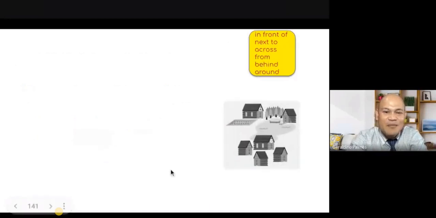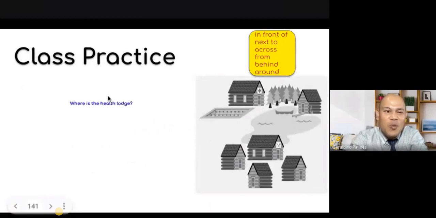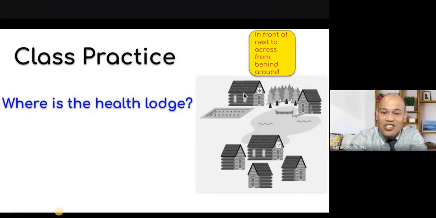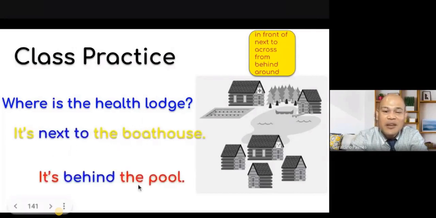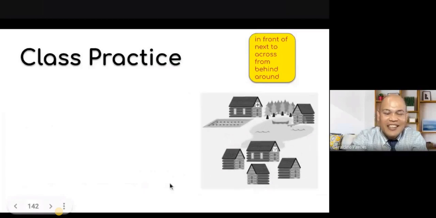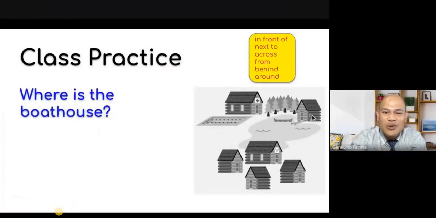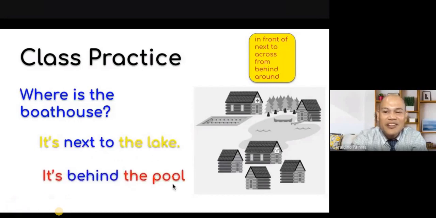Very good. Next example. Look at here, same picture. Where is the health lodge? Pool, lake, boathouse. It's next to the boathouse. It's behind the pool. What is the answer? It's behind the pool. That's correct. Same example. Where is the boathouse? Can you see that? Answer. It's next to the lake. No, it's not behind the pool. We're asking about the boathouse. So it's next to the lake. Behind the pool is the health lodge. Okay.